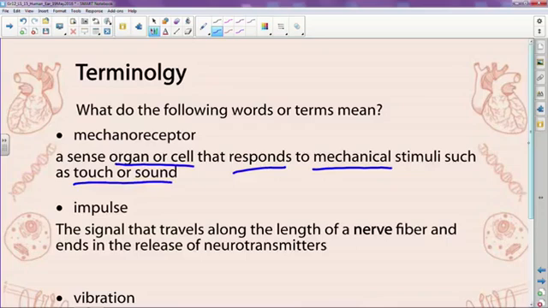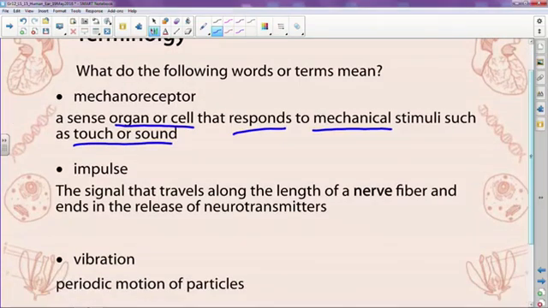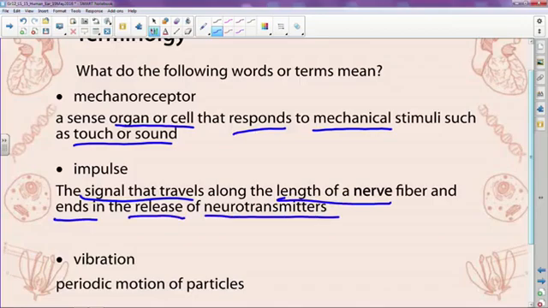The next one that we had a look at is an impulse. Now you must listen to an impulse very carefully because this is where your sensory and your motor neurons come from. Here we go. It's a signal that travels along the length of a nerve fiber, remember? And ends with the releasing of neurotransmitters. So in other words, it's passing on from one to the next.